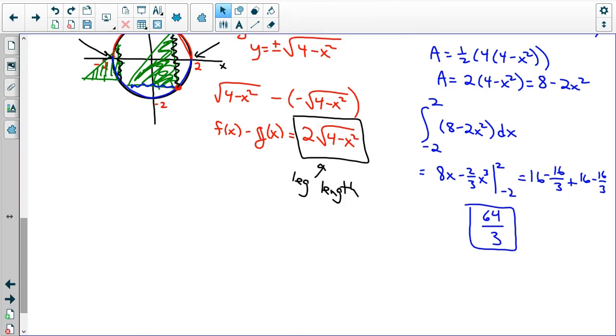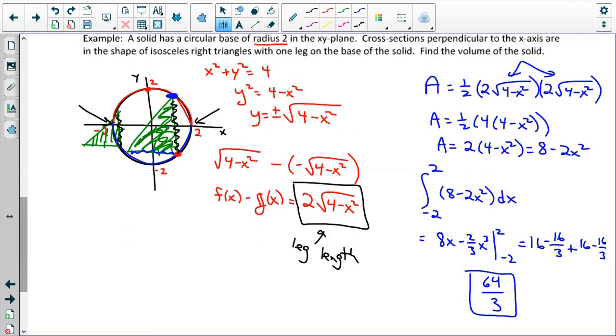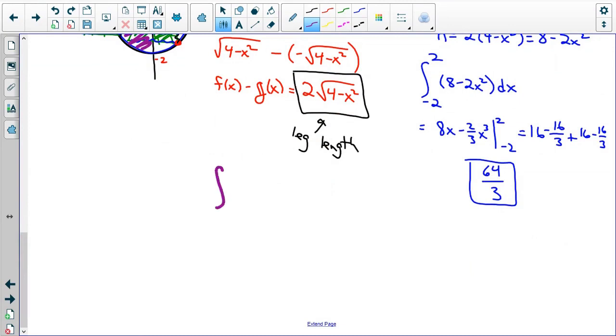One other thing to keep in mind is that, if I think about this in terms of symmetry, the volume of this is going to be exactly the same on the left side of the y-axis as it would be on the right side, because the triangle that's formed over here would be exactly mirrored by another triangle that's formed over here, and that goes all the way around. So really what I could have done is the integral from 0 to 2 of 8 minus 2x squared dx and multiplied it by 2 using symmetry.